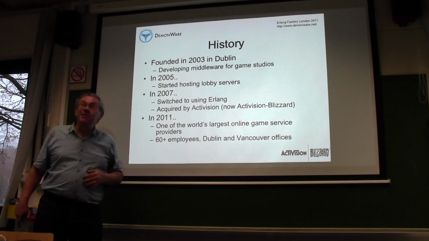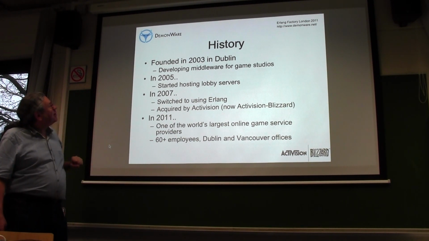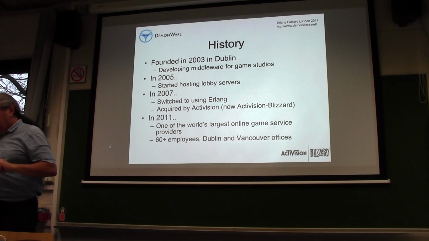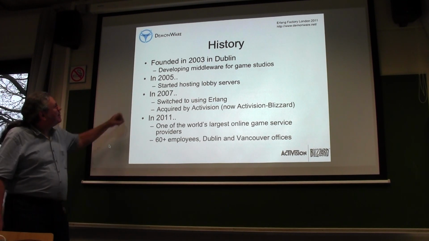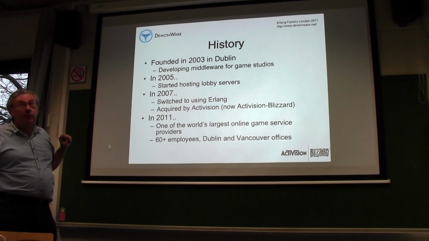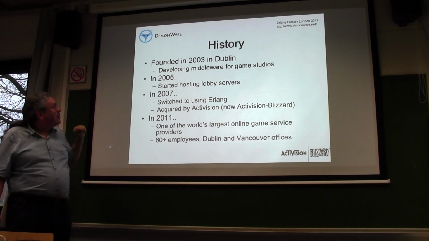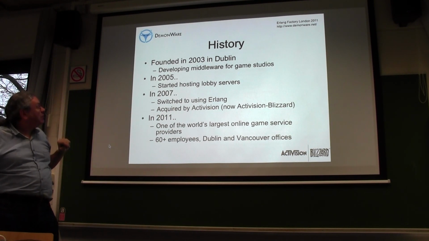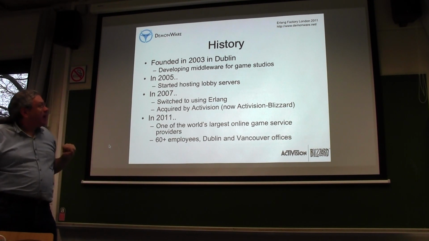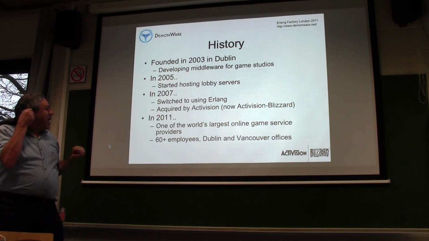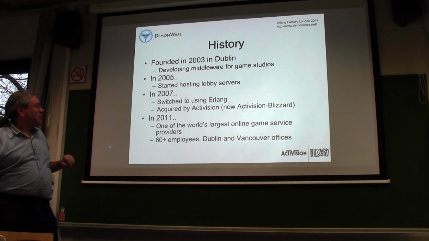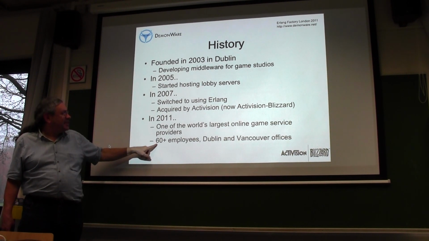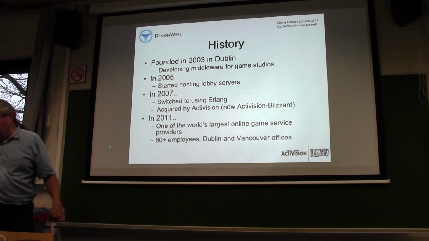Okay, so how was this company started? It was founded in 2003, developing middleware for games. So basically a bunch of developer students actually. In 2005, they started hosting lobby servers. In 2007, they switched to using Erlang, which I will explain how that happened. They were then acquired by Activision Blizzard. And in 2011, they're one of the world's largest online game service providers. That doesn't mean much in terms of employees. They have 60 employees, offices in Dublin and Vancouver.